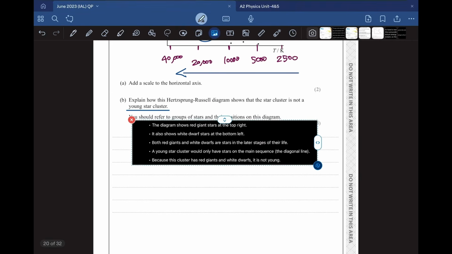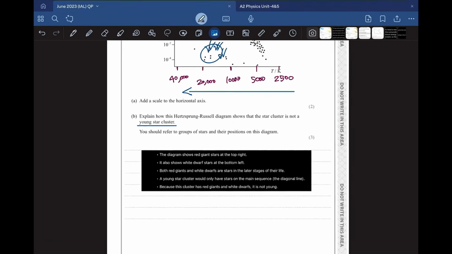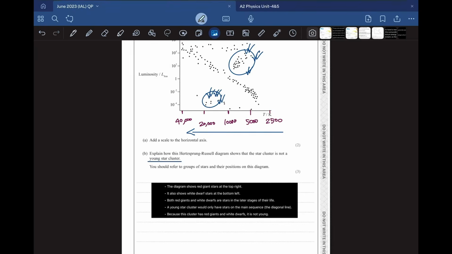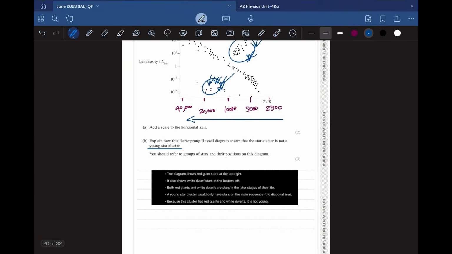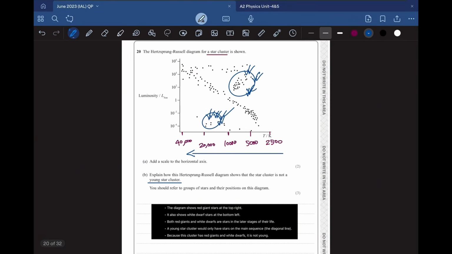The diagram shows red giants at the top right. It also shows white dwarfs at the bottom left. Both red giants and white dwarfs are stars in the later stages of their life. A young star cluster would only have stars on the main sequence, the diagonal line, I mean this one. Because the star cluster has red giants and white dwarfs, it is not young.